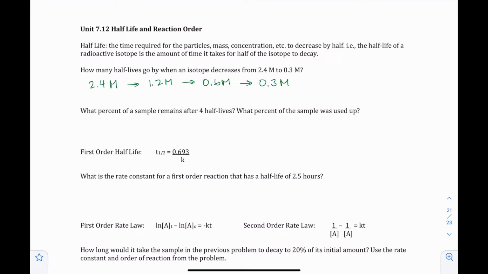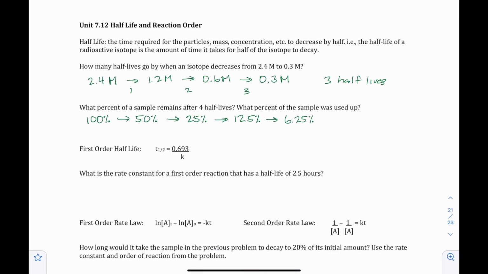So let's look at the first example. How many half-lives go by when an isotope decreases from 2.4 molar to 0.3 molar concentration? If we start at 2.4, after the first half-life, the concentration will decrease to 1.2. After the second half-life, the concentration will decrease to 0.6. And after the third half-life, the concentration will decrease to 0.3. So the answer is that it takes 3 half-lives for the isotope to decrease to 0.3 molar concentration.